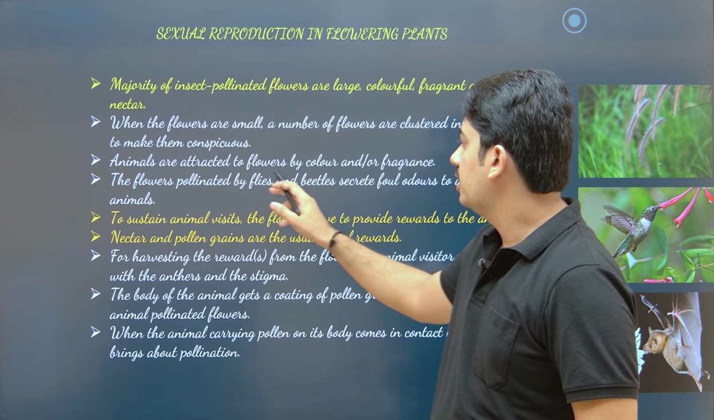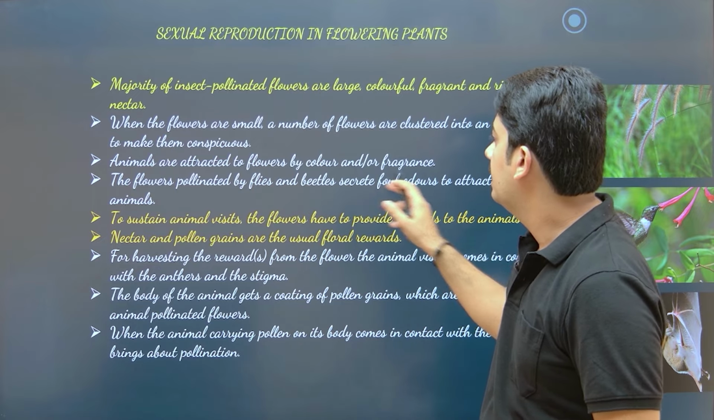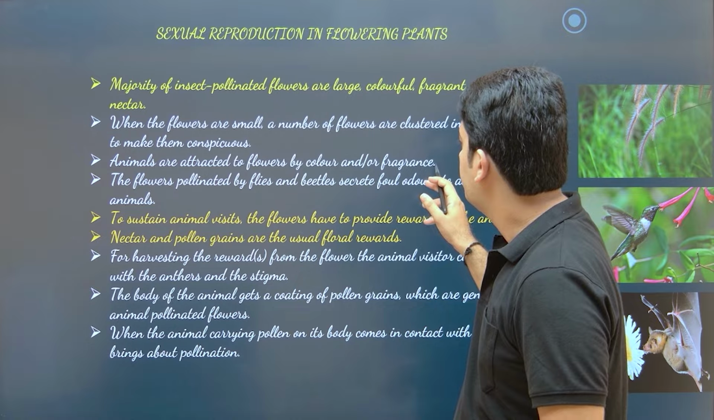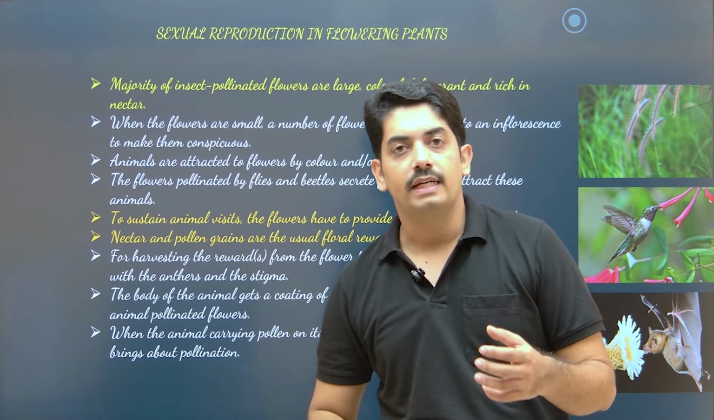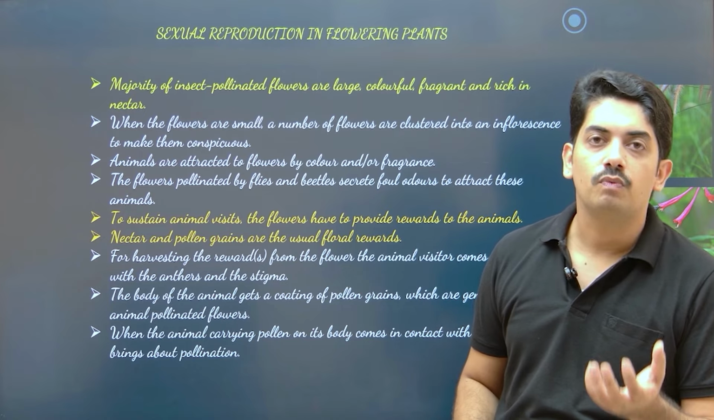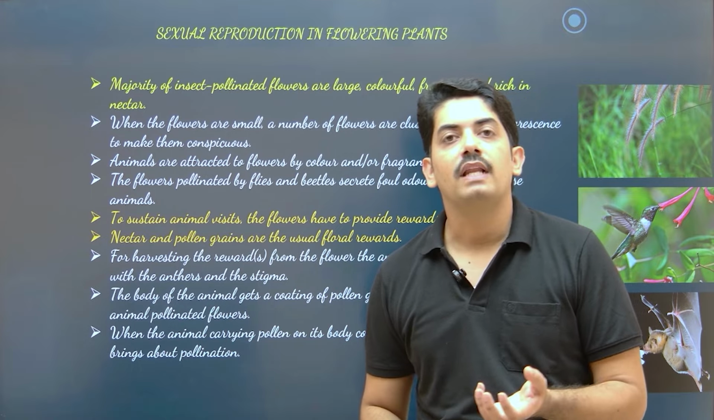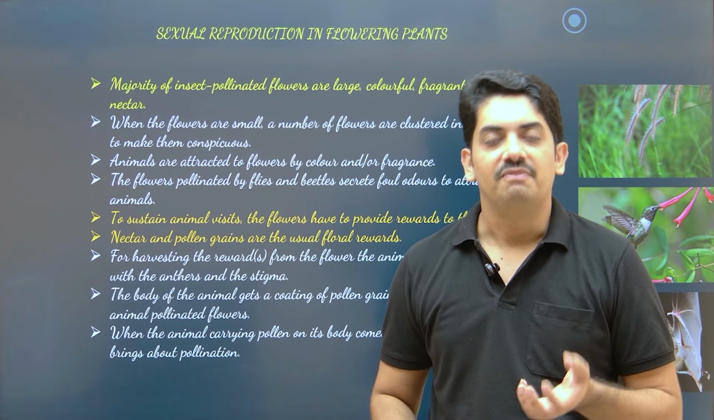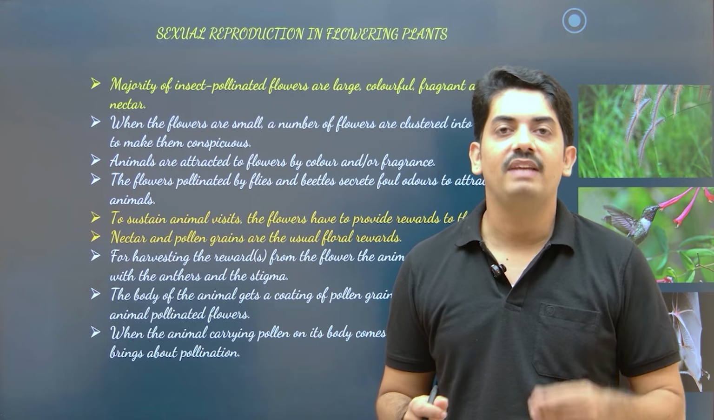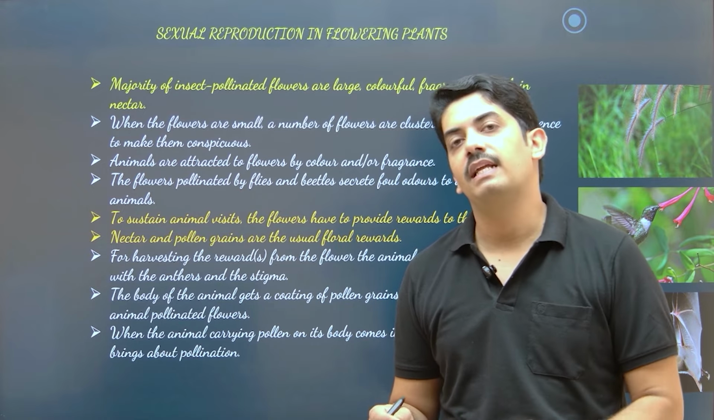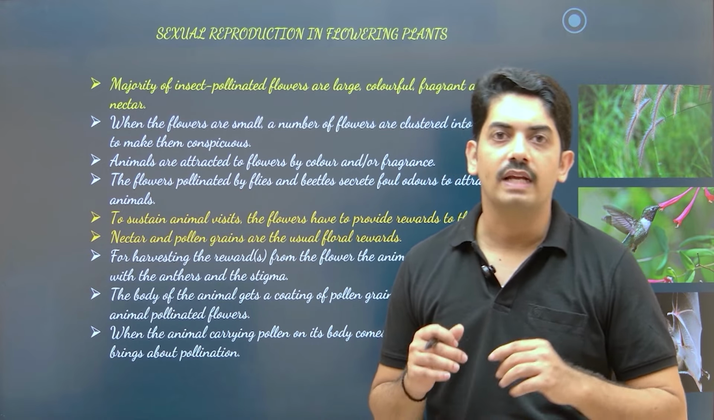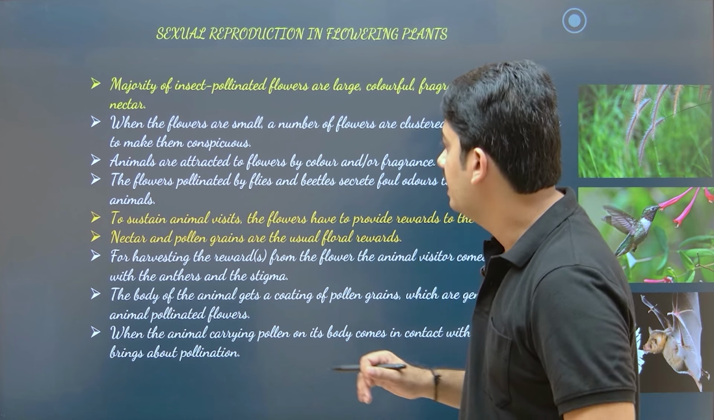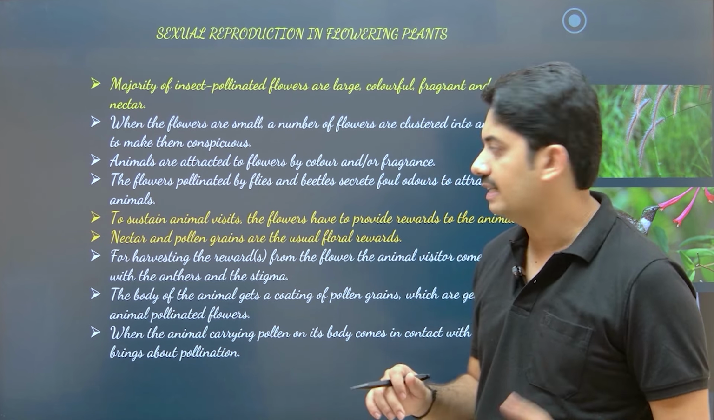Animals are attracted to flowers by color and fragrance. You know that whenever in the early morning you visit your garden, flowers will have a beautiful fragrance. Why do they have fragrance? We all are stimulated when we have a beautiful fragrance. Similarly, even insects and birds also get attracted when they have a very pleasant fragrance.